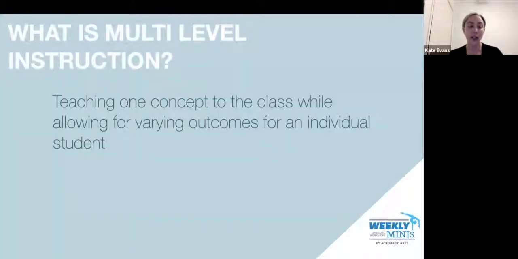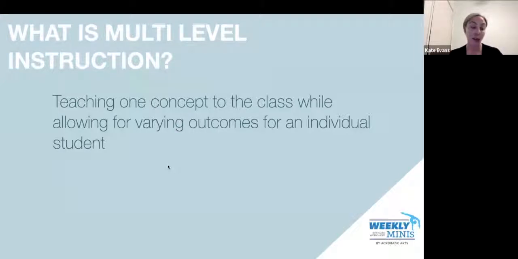Multi-level instruction is the process of teaching one concept to the class while allowing for varying outcomes for an individual student. In other words, multi-level instruction allows teachers to deliver instructions to an entire class comprised of lots of different proficiency levels, therefore allowing you to respond to any student who may require different instruction, whether that be below or beyond the current learner objective.